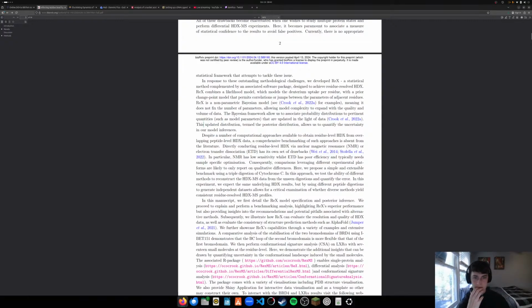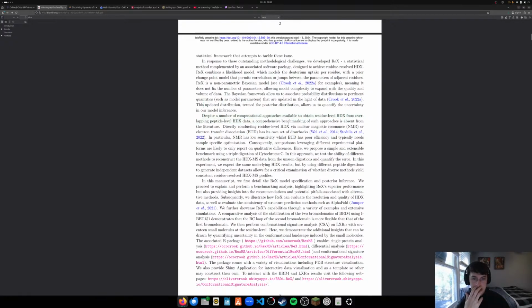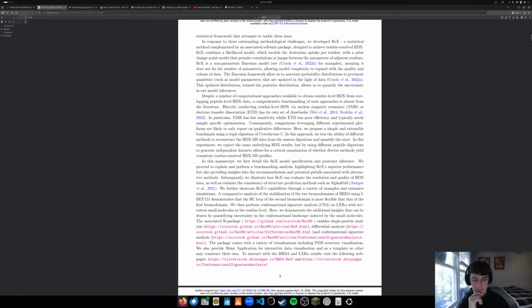That's kind of interesting. Despite a number of computational approaches available to obtain comprehensive residue level resolution, there is an absence of benchmark of such approaches. Yeah, that's true. Directly conducting residue level NMR has its own drawbacks, in particular low sensitivity, while comparisons leveraging different experimental forms are likely only to report on qualitative differences.